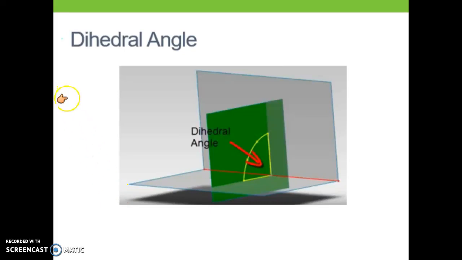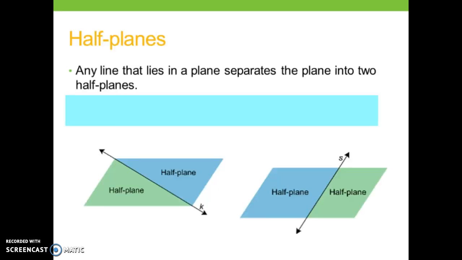This short video is to explain what a dihedral angle is. But before we can explain that, we need to go over some other terms. So, half planes. Any line that lies in a plane separates the plane into two half planes. So here's two examples down here.